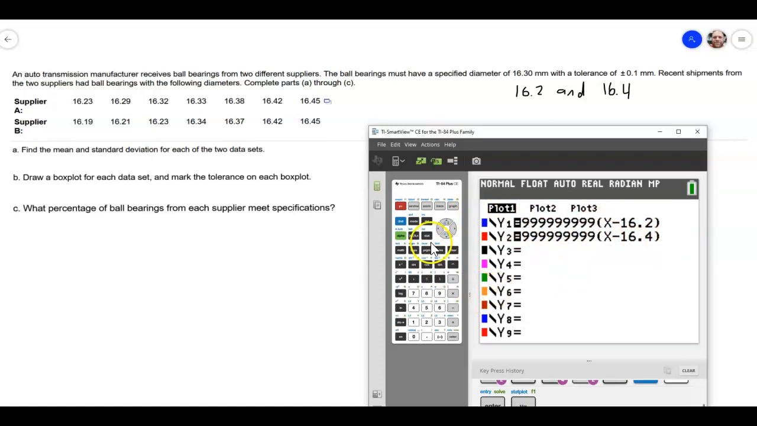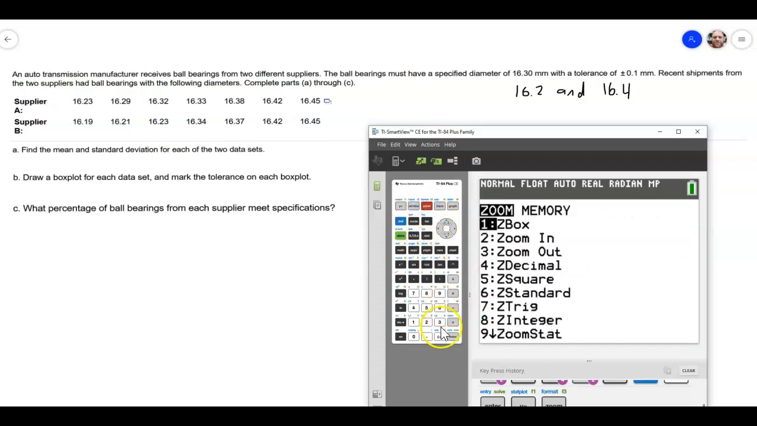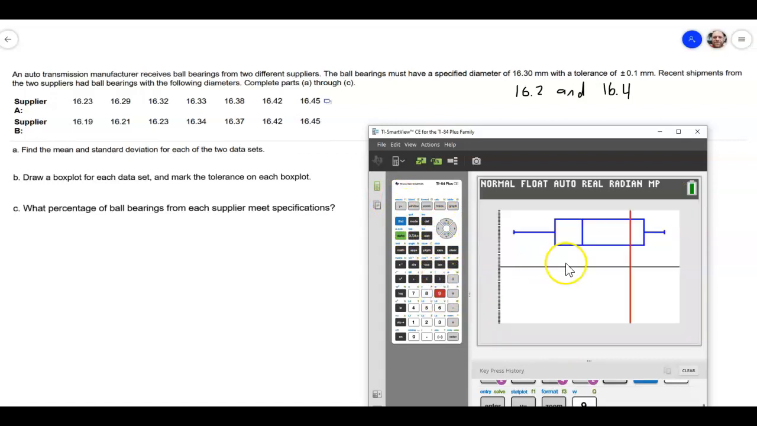All right. Now, when I do zoom, and I'm going to do zoom stat, so I zoom around whatever I did in my stat plot there. So that's number 9. And it's going to look like this. So here's my stat plot, and I'm going to match it up to whatever that is in my math lab. So here's my one for the right. That's my 16.4. My 16.2, it looks like it's off to the side here.